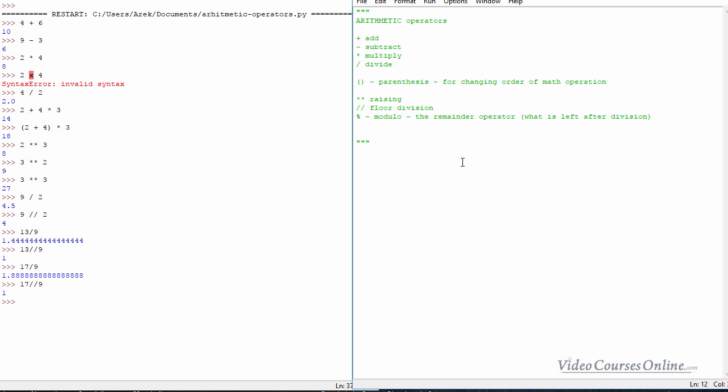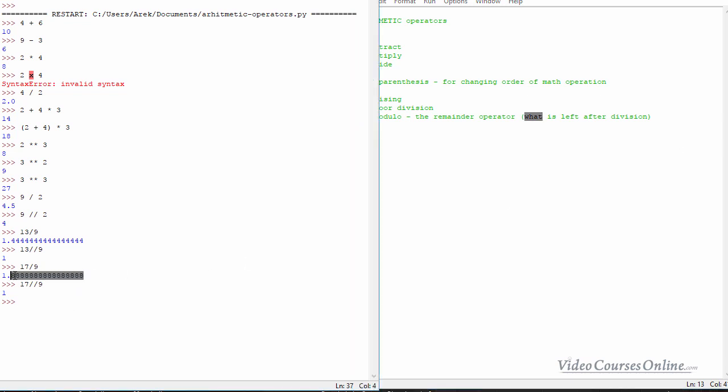So you look down. Okay, you have got also something called the modulo operator. It's called the remainder operator. It shows you what is left after division. So it takes this part into consideration.